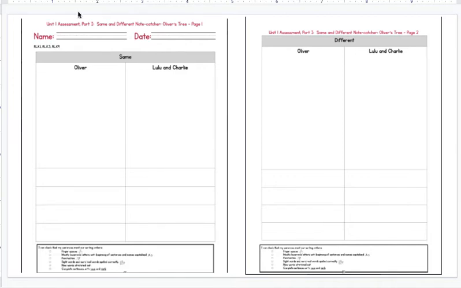So let's go over each part. For the same, you'll see two sides. You'll see Oliver, and then on this side, you'll see Lulu and Charlie. What you're going to do is think about how Oliver and Lulu and Charlie do the same thing and draw a picture of that thing. Let's pretend Oliver and Lulu and Charlie all went swimming. In this box, you would draw Oliver going swimming, and in this box you would draw Lulu and Charlie going swimming. Then down here, you're going to write some sentences about them. And remember, you're just trying your best.